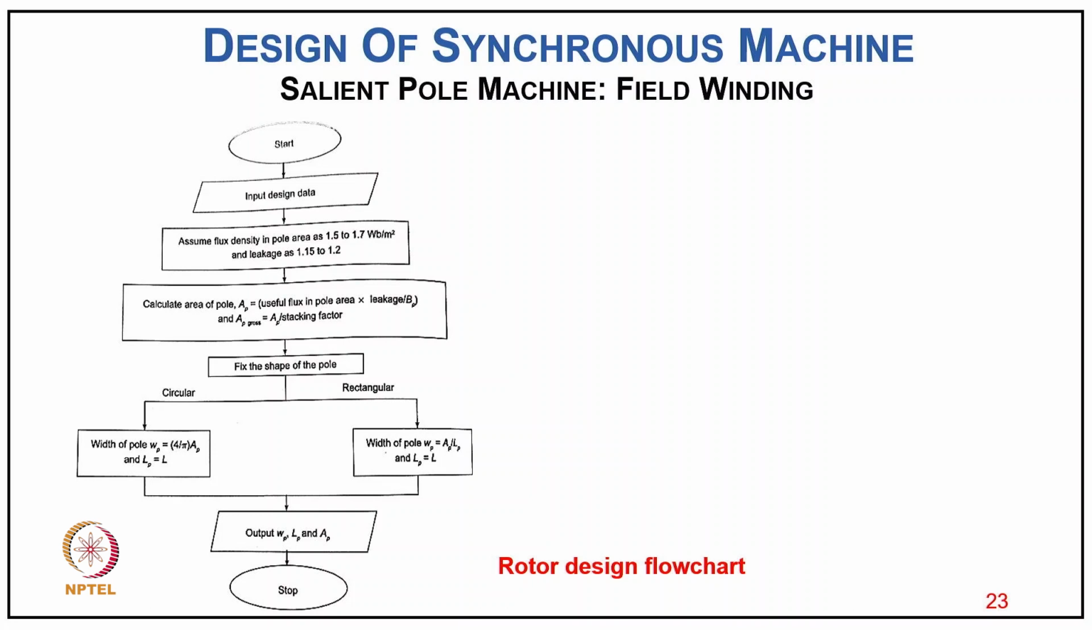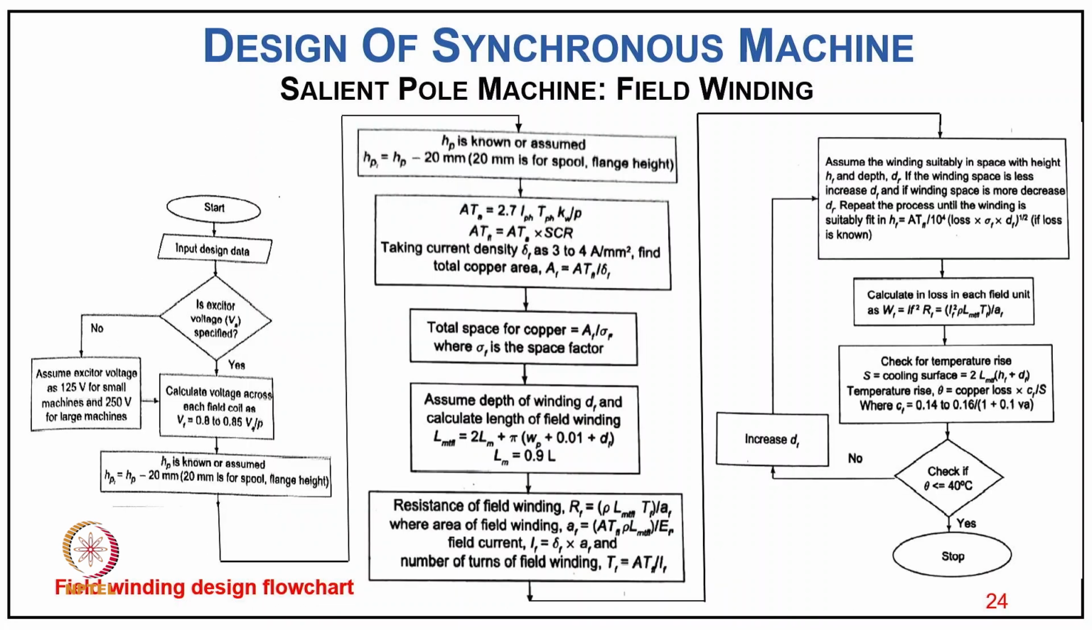Then fix the shape of the coil, whether circular or rectangular. If it is circular, width of the pole WP equal to the square root of 4 AP upon pi, and LP equal to L. And if it is rectangular, then width of the pole WP equal to AP divided by LP, and LP equal to L. Then output WP, LP and AP for the final dimension of the field structure. And this is typically the complete design flow chart of the field winding.